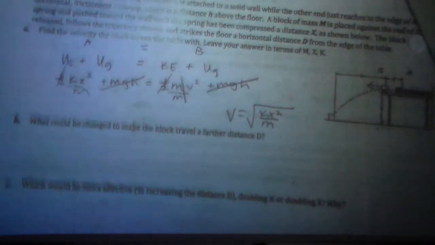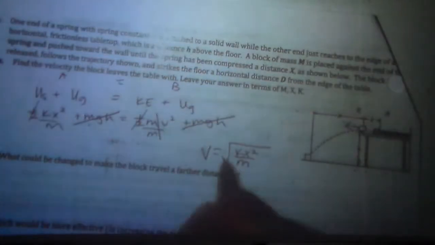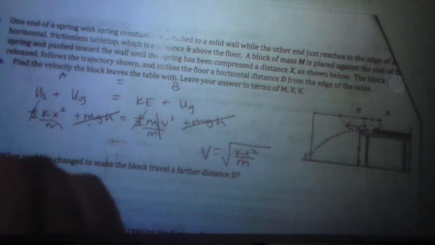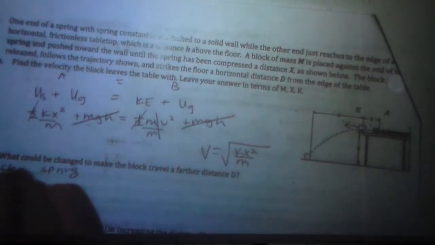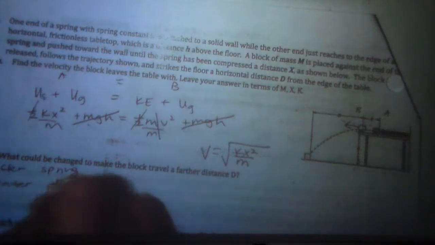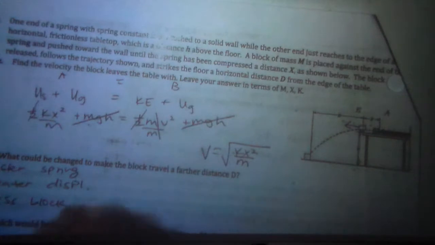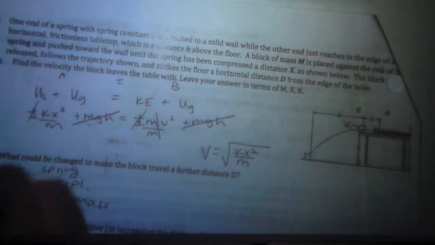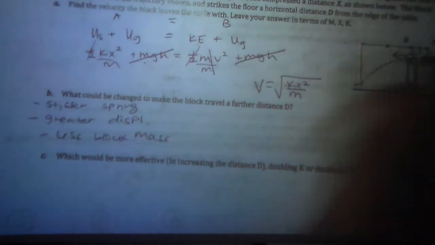What can we do to make it travel a farther distance, d? That's how far it travels, so coming off faster. What I could do to make it faster is a stiffer spring, that would be a bigger K. You could have a greater displacement, that's a bigger x. You could have less block mass. So those are the 3 things that I can do to make it come off of the table faster.